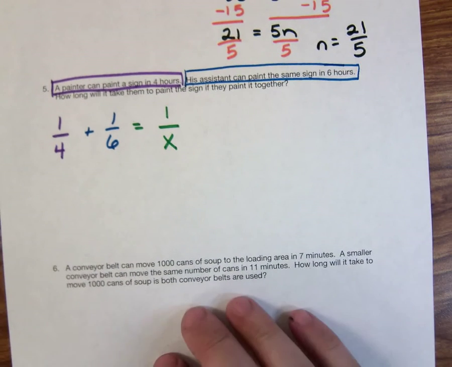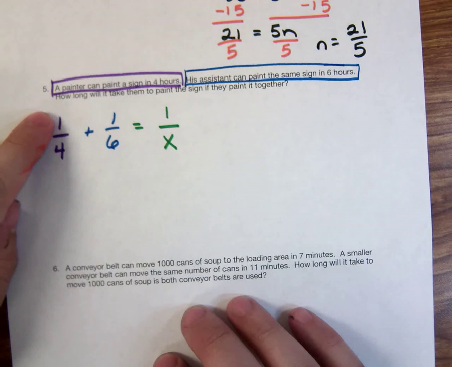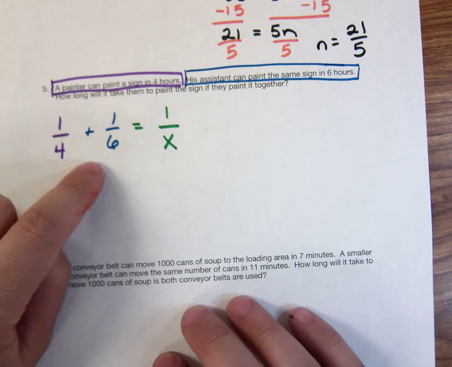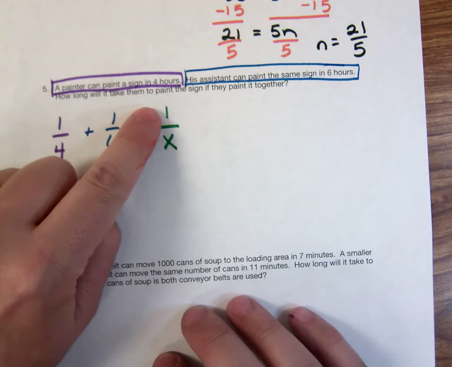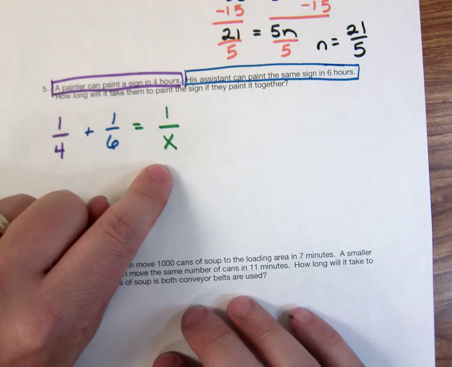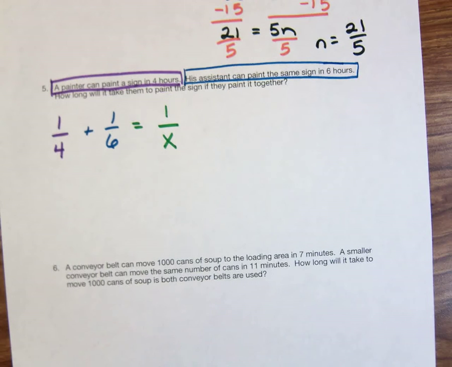You can also think of it like this. This guy paints one sign in 4 hours. This guy paints one sign in 6 hours. So if they both paint one sign, how many hours will it take? When you write it like this, it doesn't seem that bad. 1/4 plus 1/6 is not that tricky, right? We've got to get a common denominator to put them together, but it's really not that tricky.